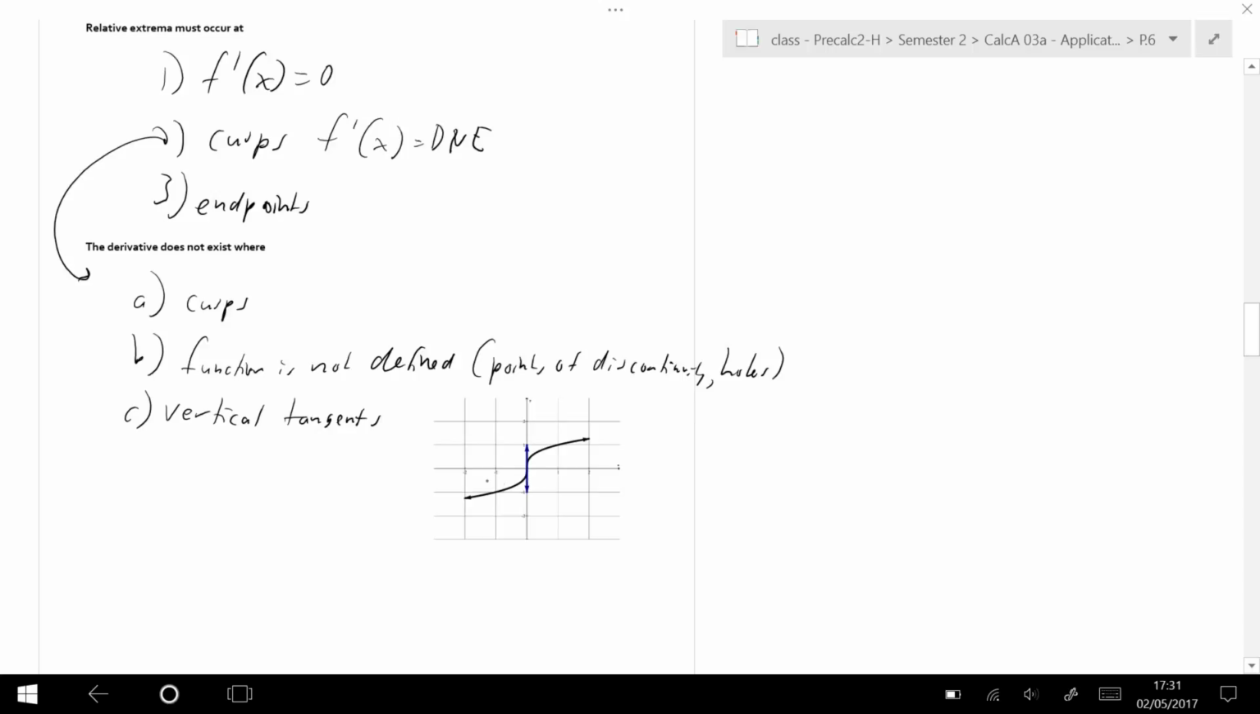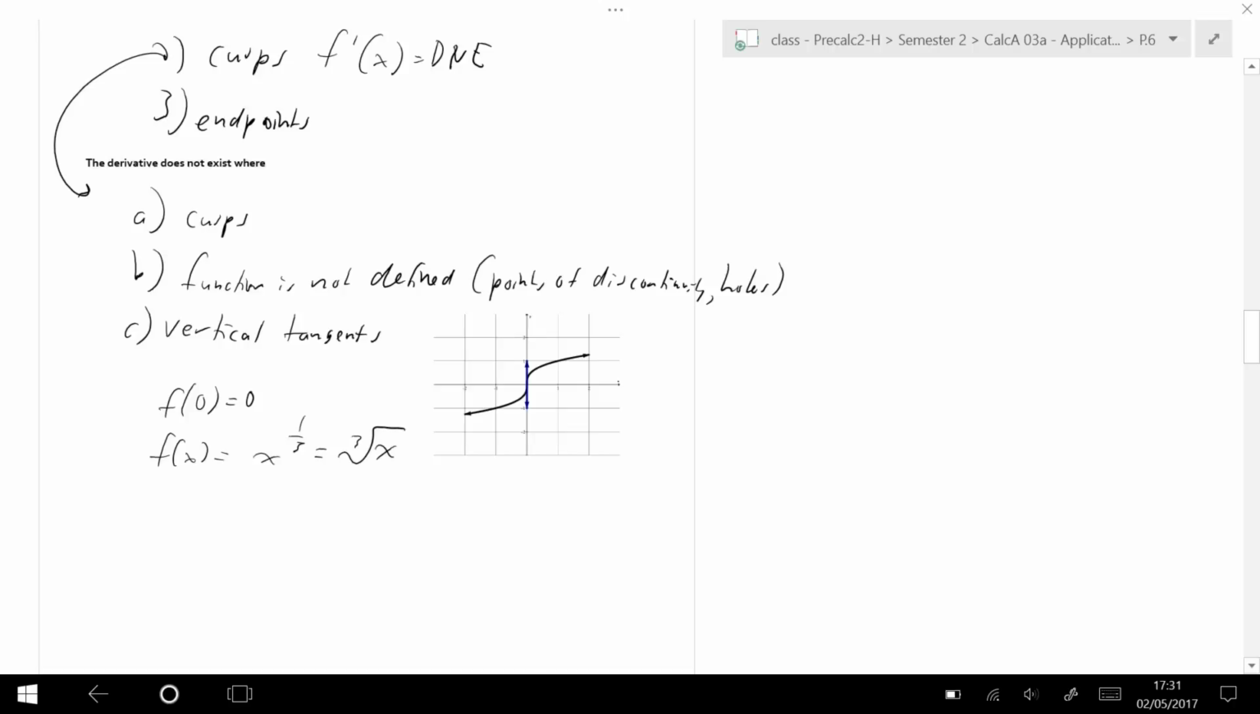Like, I look at this graph with a vertical tangent here, and I know that f of 0 is 0. This is actually the graph of f of x equals x to the 1/3, or the cube root of x. And if I take a derivative of this, I get 1/3 x to the negative 2/3, which is the same as 1 over 3 times the cube root of x squared. And I know that at x equals 0, f prime does not exist.